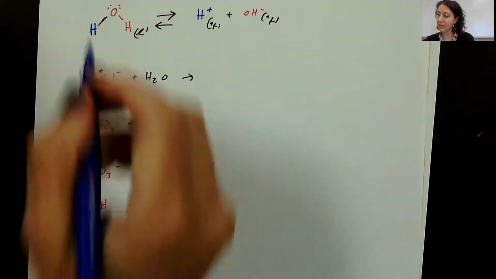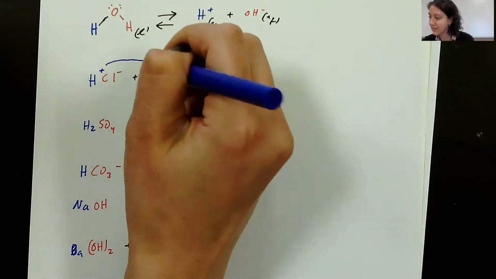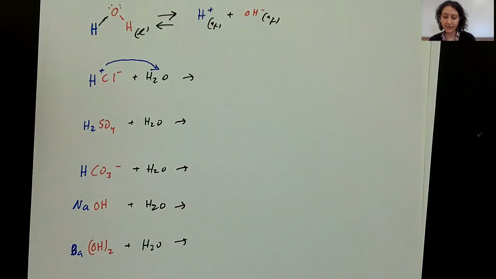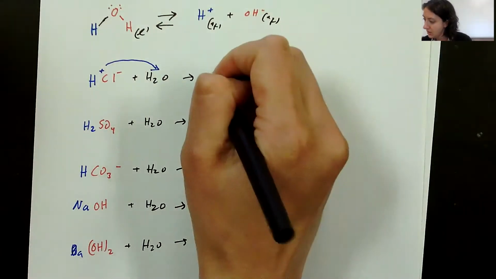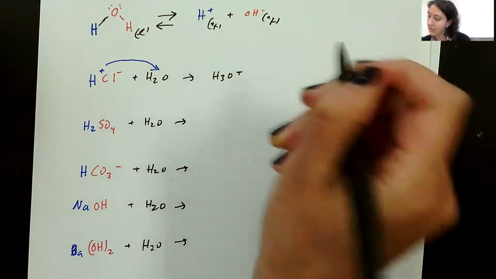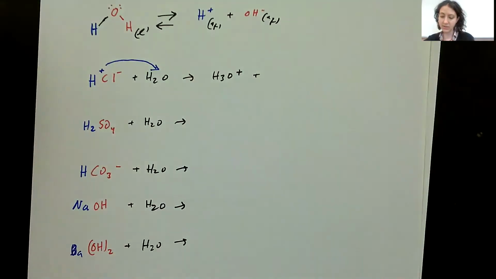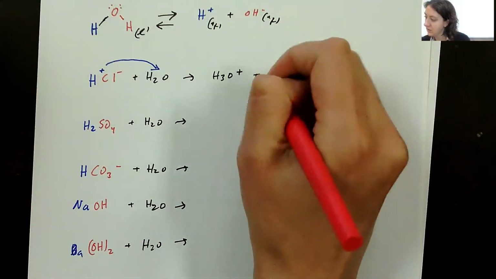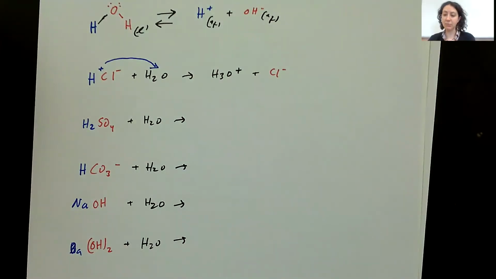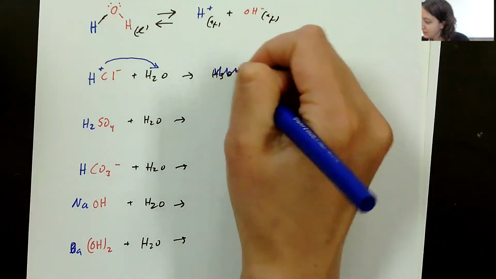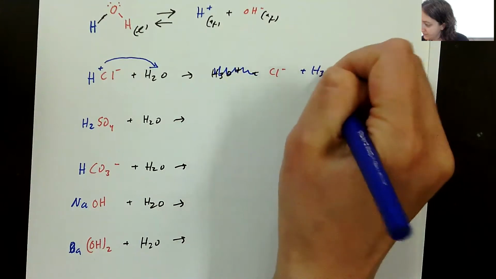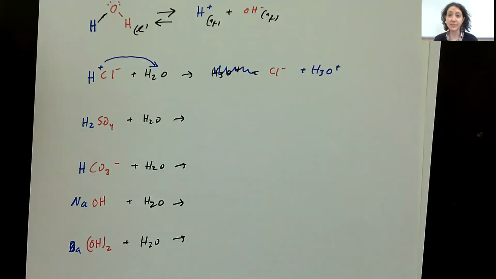And what happens here is this H plus gets donated to the water. And so we're going to end up with H3O plus and the chloride ion. Actually, I'm going to draw the H3O plus in blue. I changed my mind. Not that you can tell much of a difference, okay? H3O plus is basically the same thing as H plus.